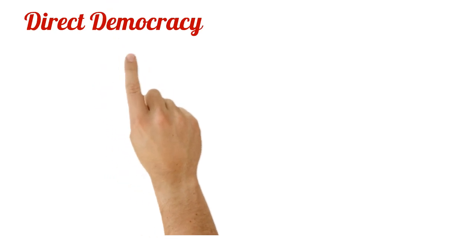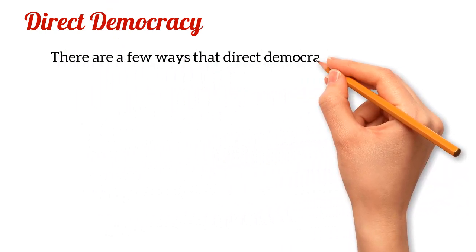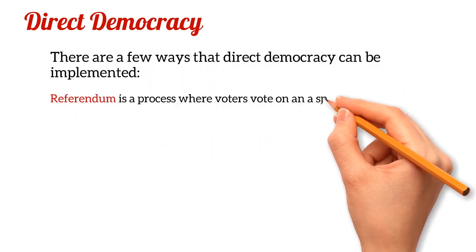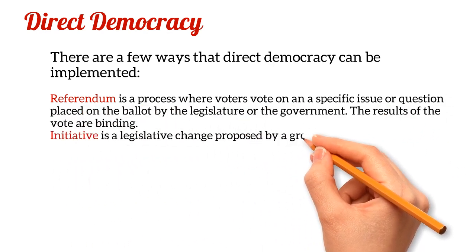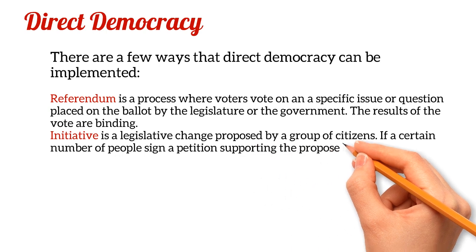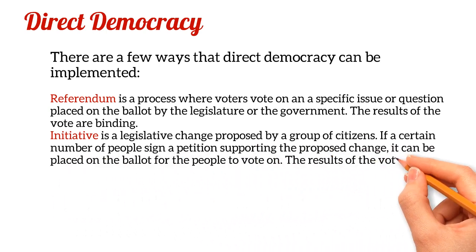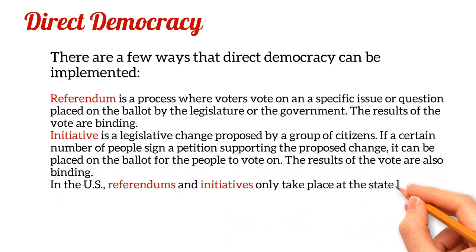Direct democracy. There are a few ways that direct democracy can be implemented. Referendum is a process where voters vote on a specific issue or question placed on the ballot by the legislature or the government. The results of the vote are binding.